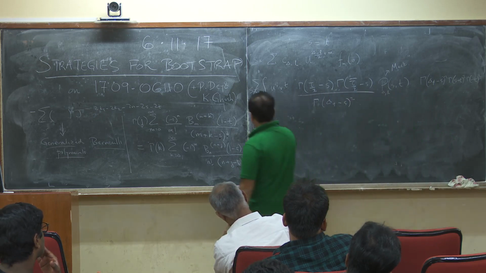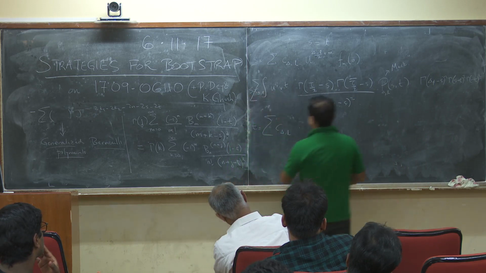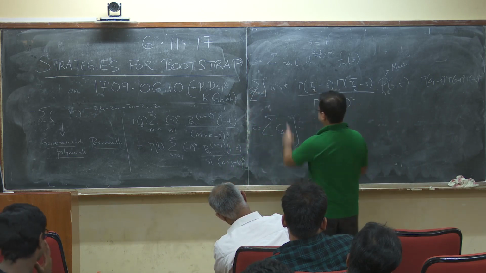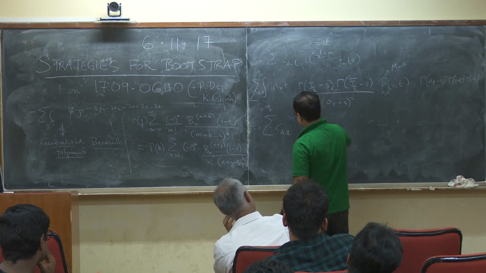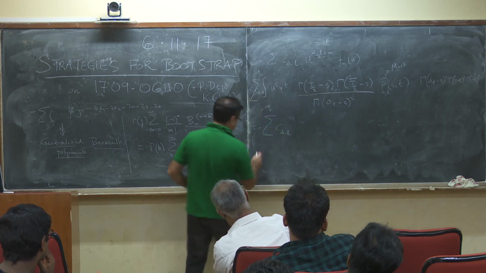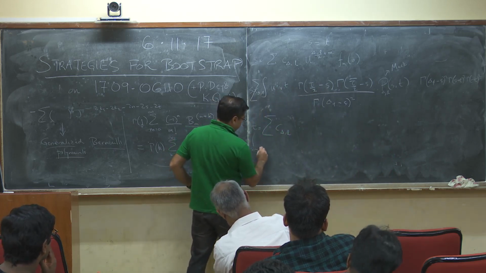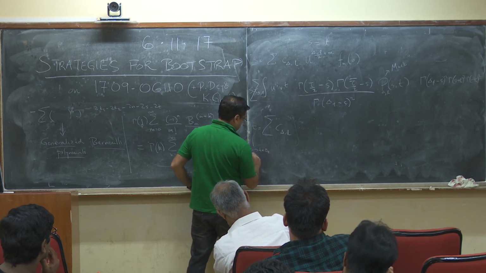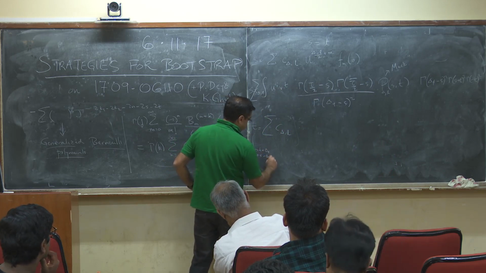Let me write on the T channel, and then we'll analyze the pole structure of these two. So the T channel is obtained from the S channel expression by doing the following replacement. You replace S goes to T plus delta phi, and T goes to S minus delta phi.